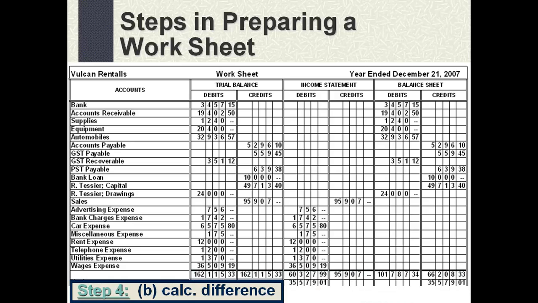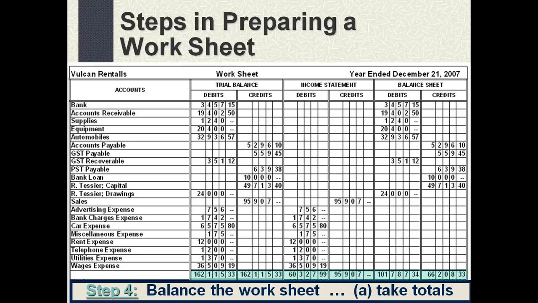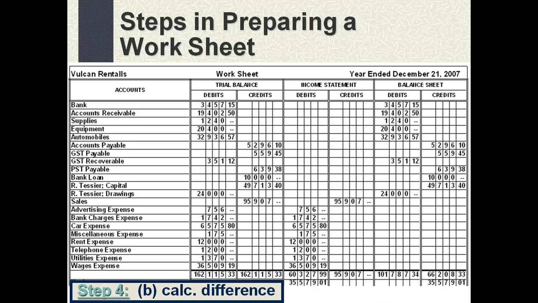The next thing that we're going to do is calculate the differences. So step 4 has a part A and a part B. After we take our totals from part A, we are then going to calculate the difference between our totals. So when we take a look at the income statement, we're going to find the difference between 60,000 and 95,000, and then the total will come right below the debit.